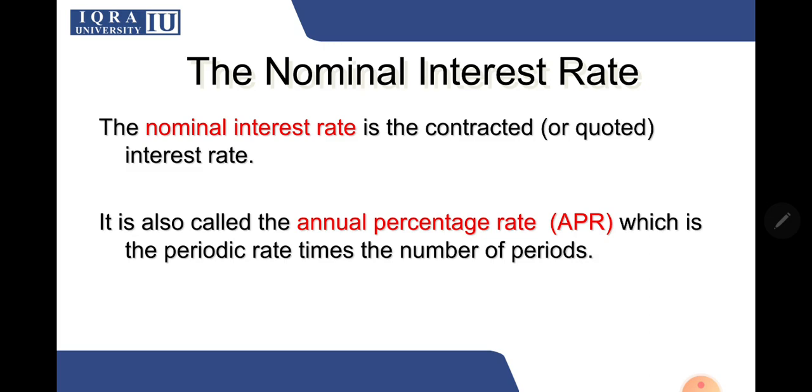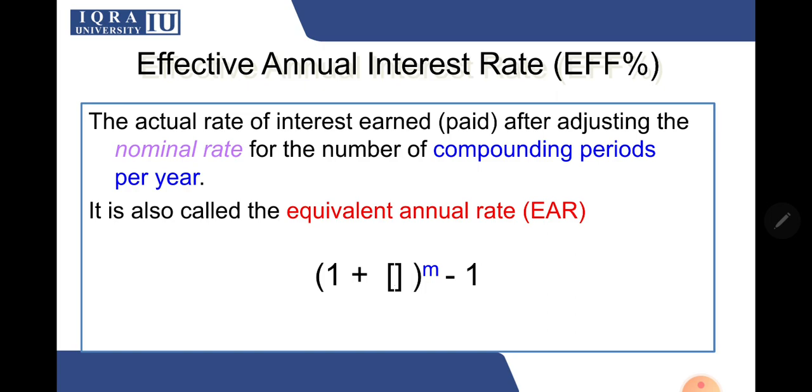The nominal interest rate is based upon interest being paid only once a year, but like already discussed, in reality, interest can be paid many times in a year. In order to cater to that, we have the effective annual interest rate, which is EFF%. The actual rate of interest earned or paid after adjusting the nominal rate for the number of compounding periods per year. It is also called the equivalent annual rate, EAR.